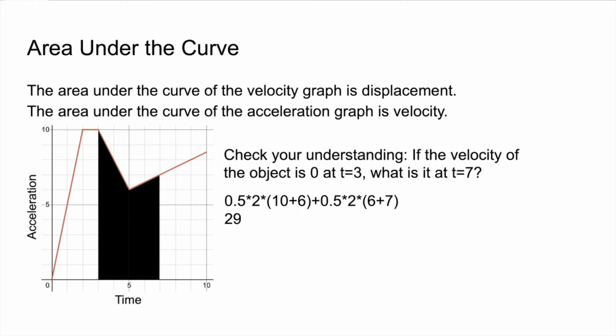And suppose that we didn't know the velocity of the object is 0 at t equals 3. If we suppose that the velocity of the object is x at t equals 3, then at t equals 7, the velocity is 29 plus x.